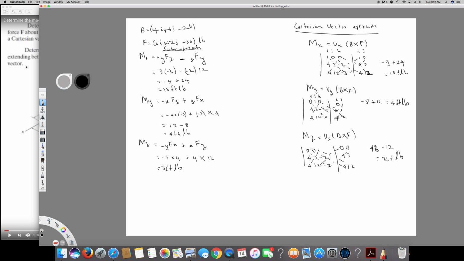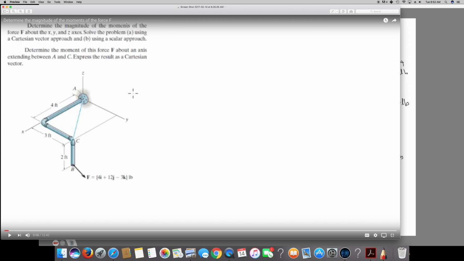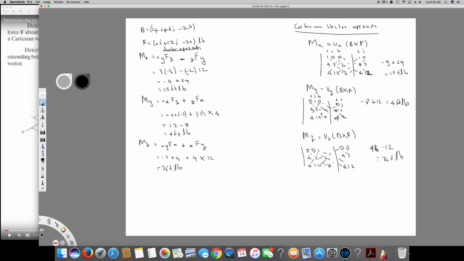Let's see what the question is asking again. The scalar approach, we have done this question, and determine the moment of this force F about the axis extending between A and C. Express the results as a Cartesian vector. Okay, let's see what we can do here.